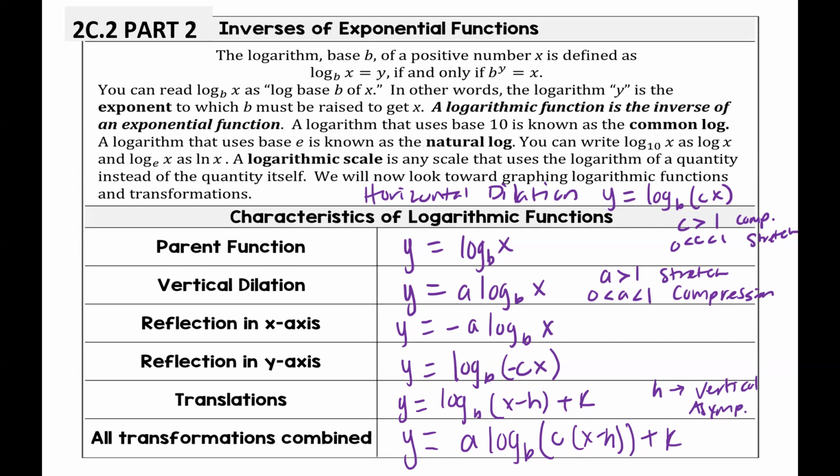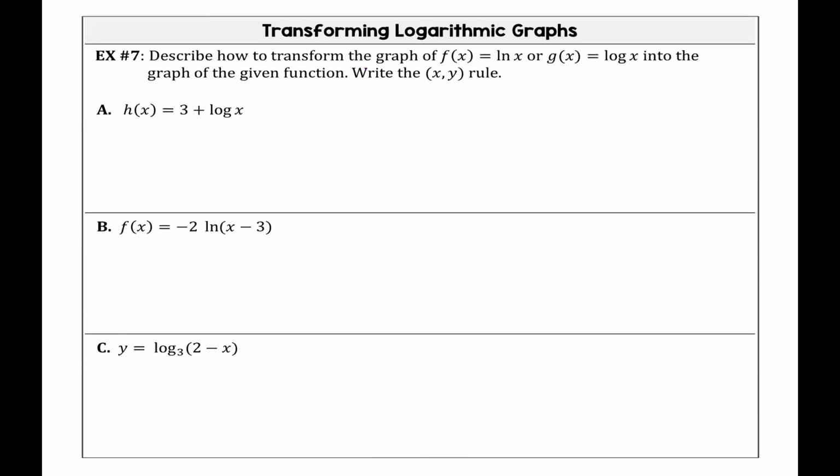All right. Are you ready to apply the transformation rules? Here we go. Up first, we have h of x, and h of x equals 3 plus log x. What variable am I given? What transformation: A, C, H, or K? We're given our K, so we know that K equals 3. Because K equals 3, there are rules that we're going to follow.